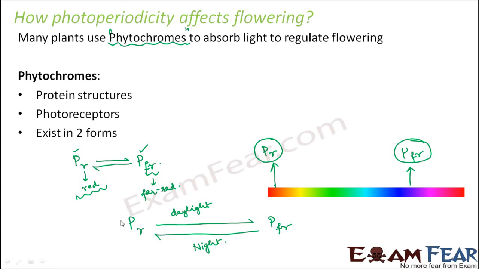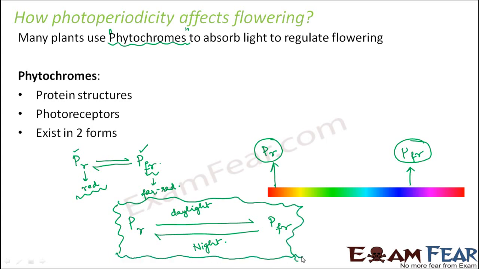Clear? Why? Because during daylight there is more red light and PR is good at absorbing red light. So it will absorb red light and get converted into PFR. Now this PFR is good at absorbing far red light, that is the bluish light and all. So that is more available at night. So it will absorb the far red light during night and will get converted into PR, and this process continues. So this is the key concept here. If you understand this, you will be able to understand how these phytochromes affect flowering in plants. So I hope this is clear.